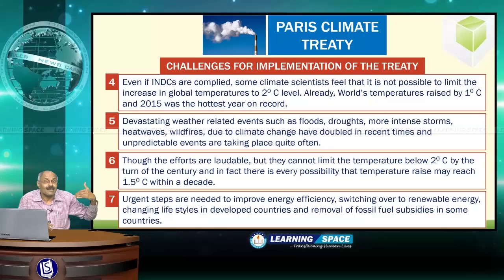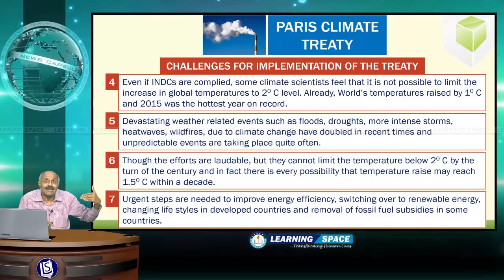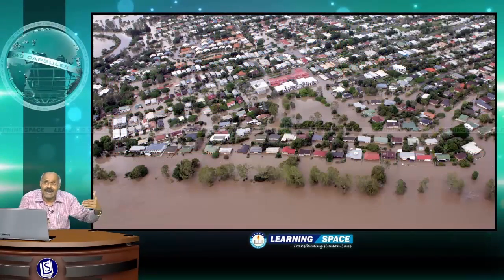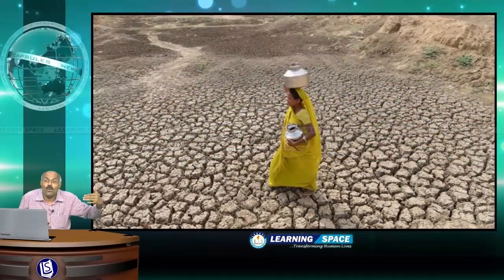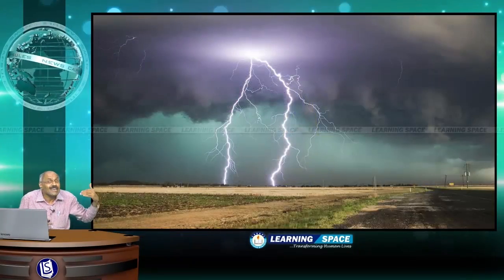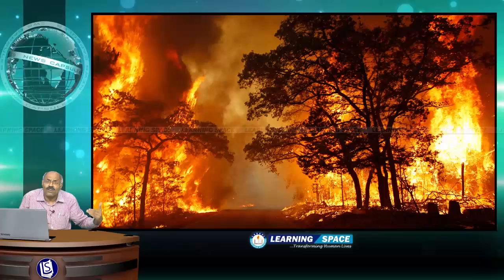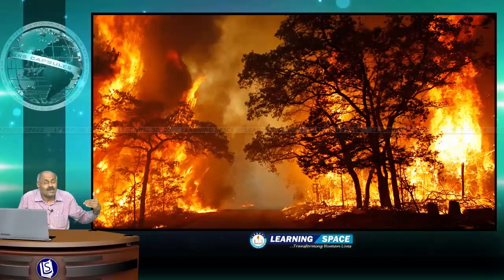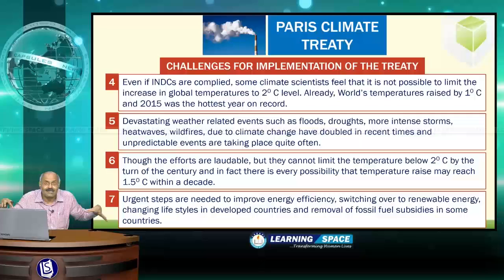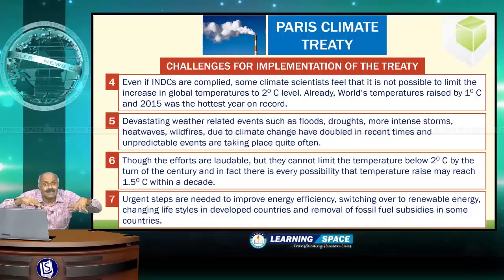And another important aspect is devastating weather-related events such as floods, droughts, more intense storms, heat waves, wildfires due to climate change have almost doubled in recent times, and unpredictable events are taking place quite often. So this indicates that damage has already been done.